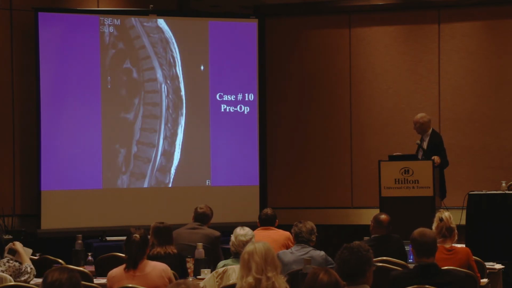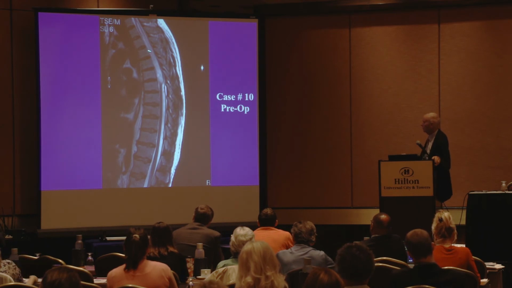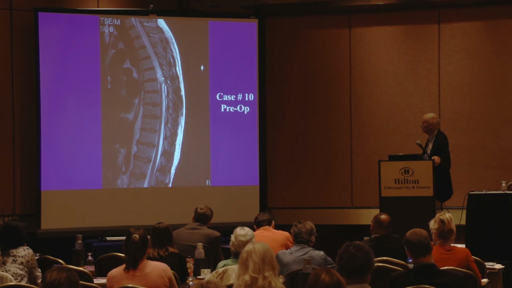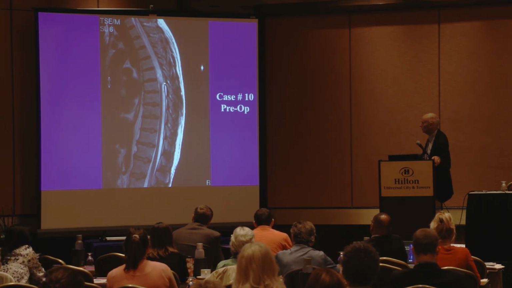And here we see a very typical abrupt change in the caliber of the cord. Here's the distended cord with the syrinx cavity. All of a sudden, at this level, the cord became normal.